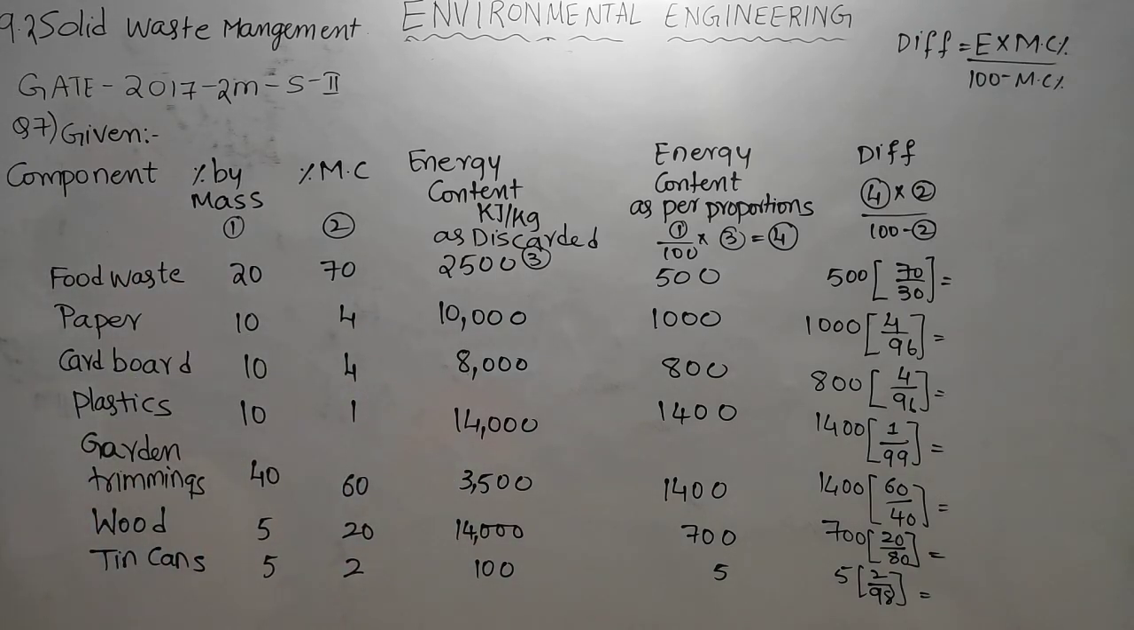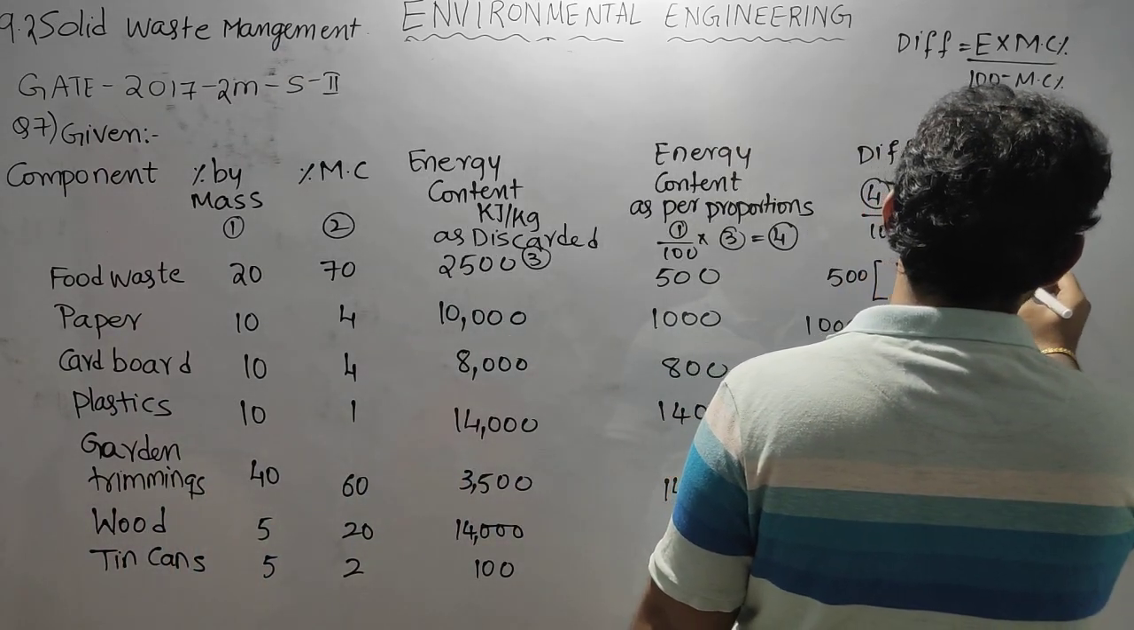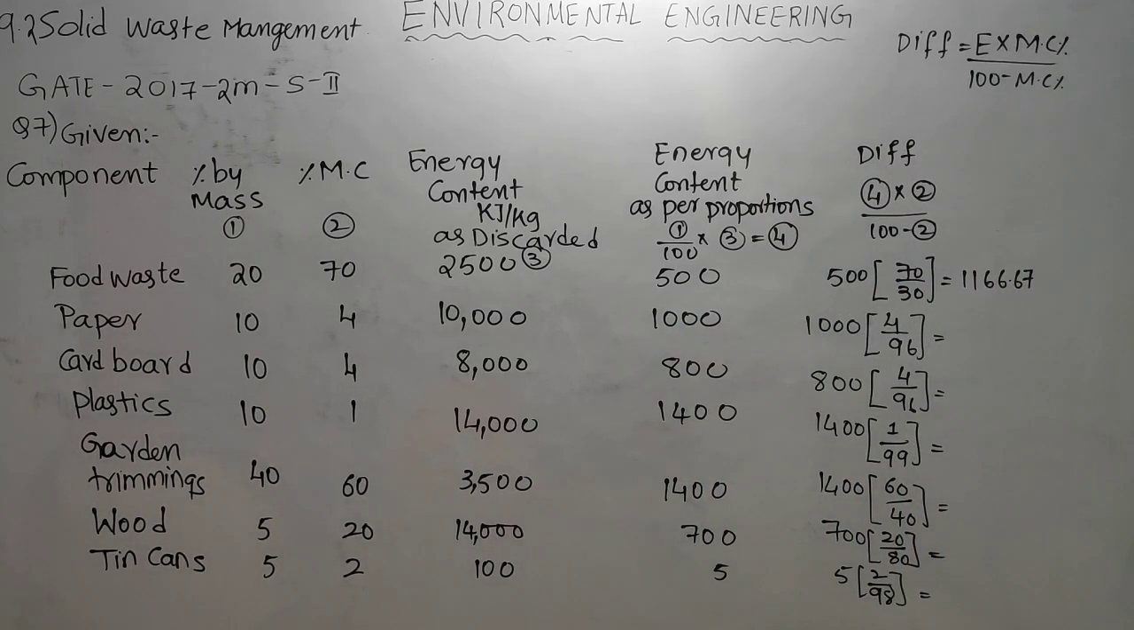Let us do it. So 500 into 70 by 30, that is 1166.67. So these are the values of this, and the difference is equal to 3530.91. So this is the accurate method.